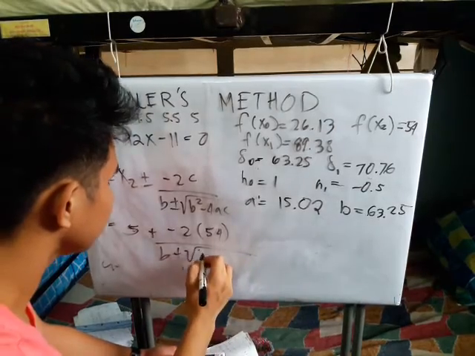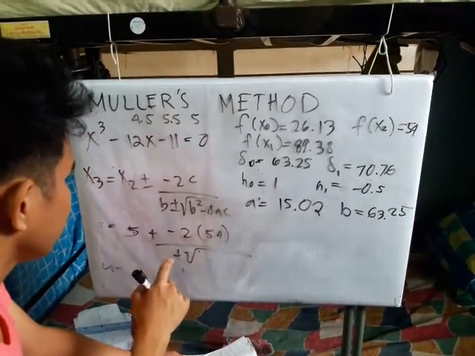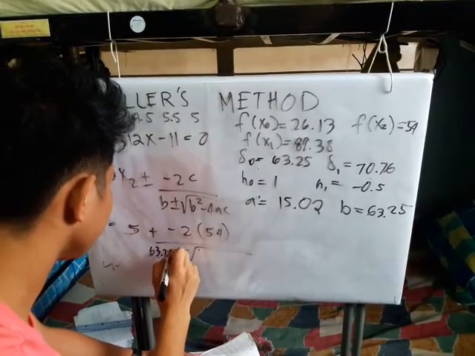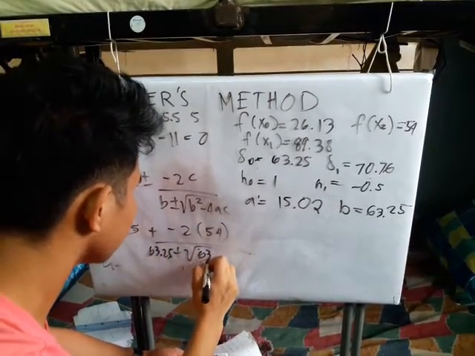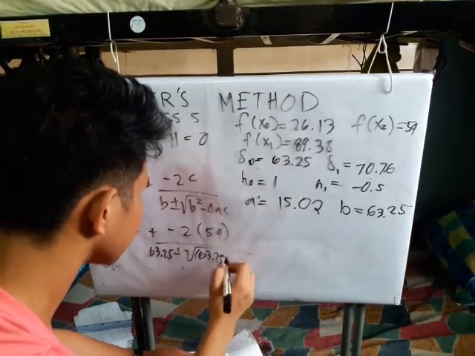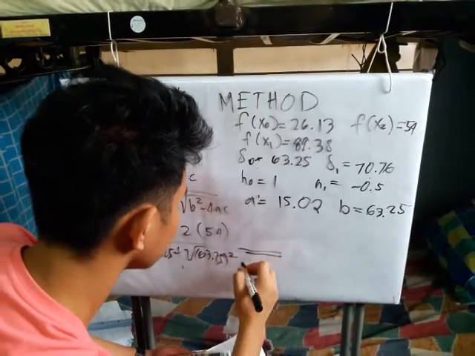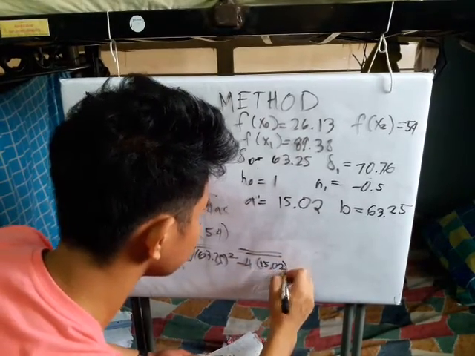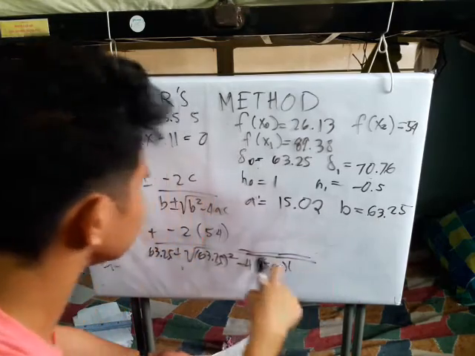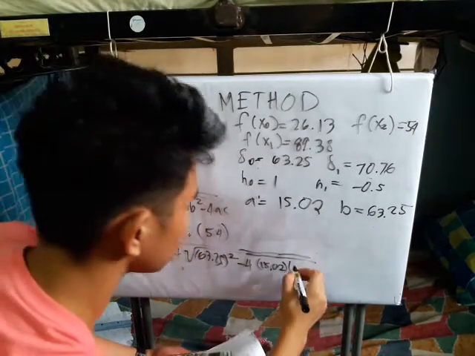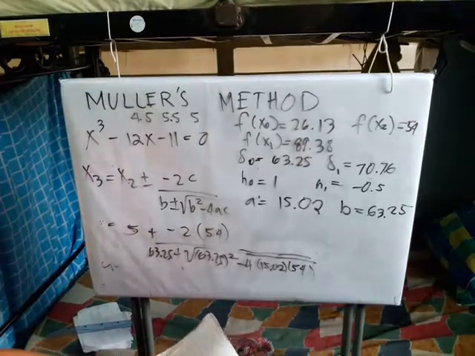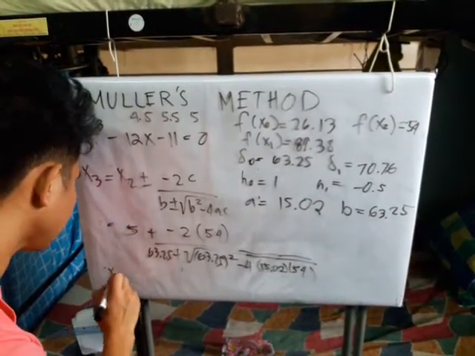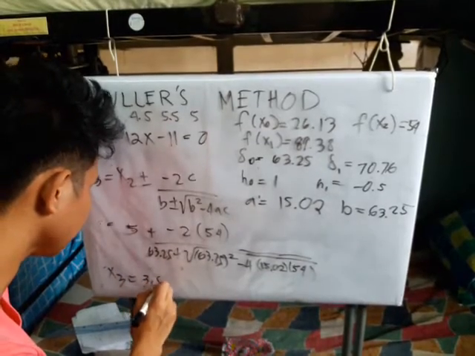b plus square root of b, which is 63.25, squared minus 4a, a is 15.02, times the value of c, which is 54. So the value now is 3.81. x3 is equal to 3.81.